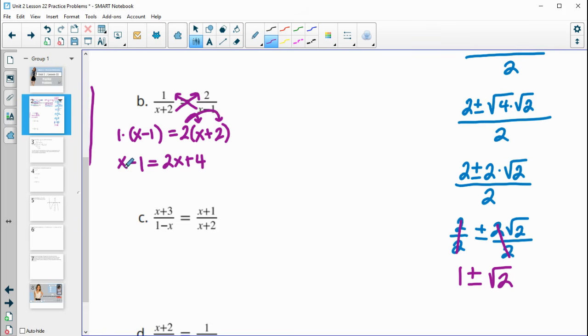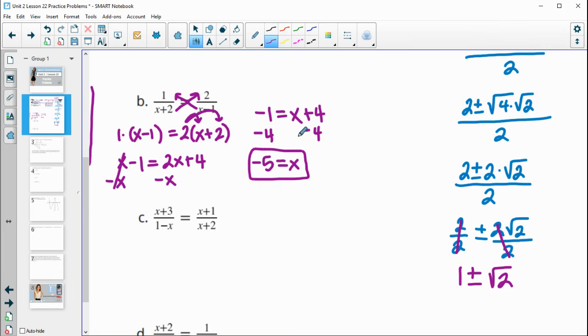So now we don't have a quadratic, so we can bring the x's to one side and the constants to another. So I'm just going to subtract x from both sides. So this will be 0. So I'm left with negative 1 equals, and then 2x minus x is 1x, and then we still have that plus 4. So then we'll subtract 4 from both sides, and we get negative 5 equals x.